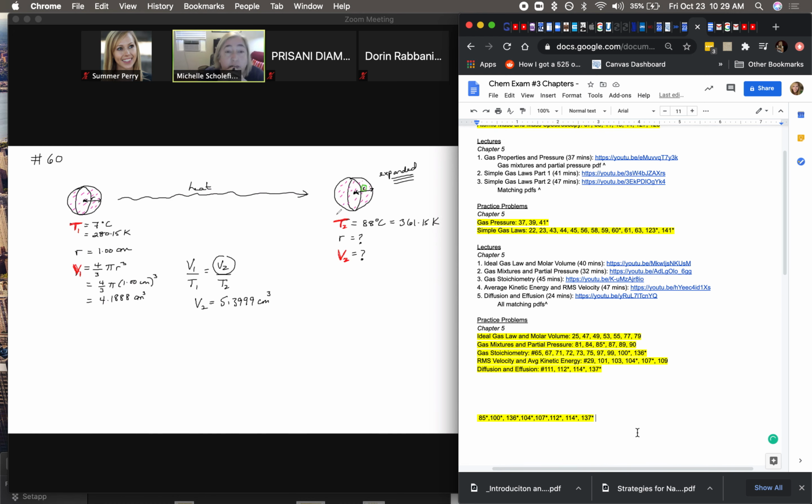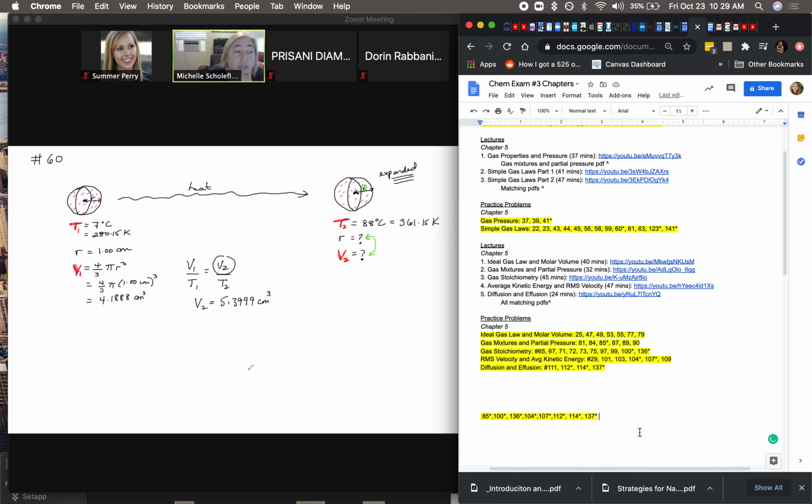So how are we going to get the new radius? Well, we know that volume and radius are connected. How are volume and radius connected? What's the equation that connects volume and radius? I already wrote it down. It's already written on this page. It's volume equals 4/3 pi r cubed.